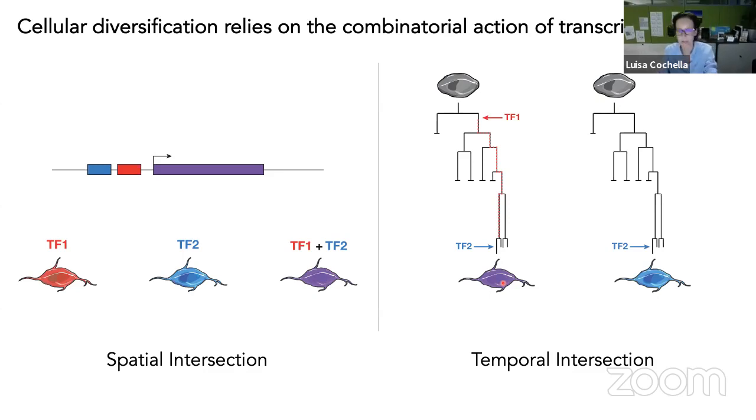And much like spatial intersections, I will show you this is a mechanism to generate cellular diversity, because a cell that expresses either only transcription factor one or only transcription factor two will acquire different cell identities. So this is essentially the main message that I wanted to give you. Now I will tell you the cellular context, or the biological context, in which we studied these and how we came up with these ideas and the experiments that we did to test parts of the mechanism.